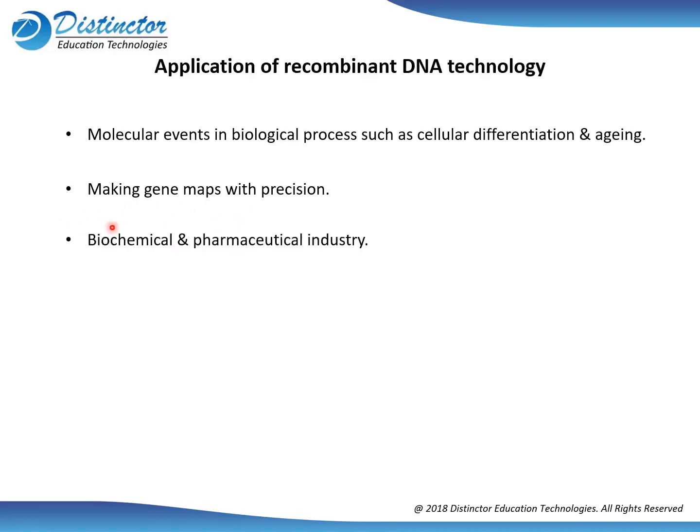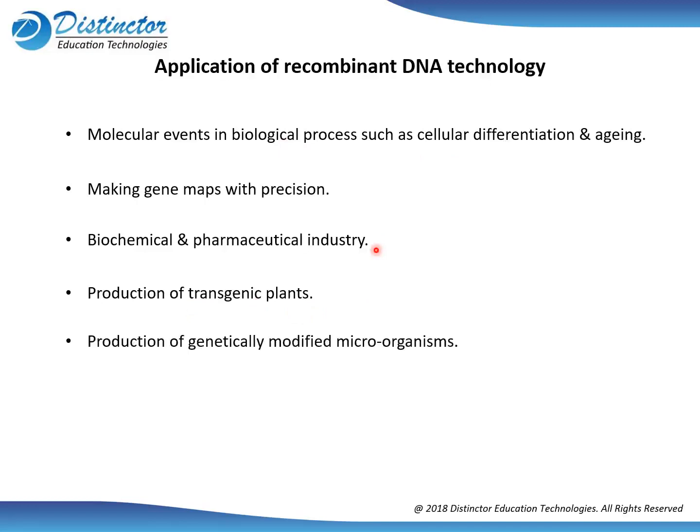Then the biochemical and pharmaceutical industry. Making drugs comes under the biochemical and pharmaceutical industries. Then production of transgenic plants. We will be studying what a transgenic plant is in upcoming chapters. We can produce transgenic plants with the help of recombinant DNA technology. Then production of genetically modified microorganisms. With the help of recombinant DNA technology, we can produce genetically modified microorganisms.